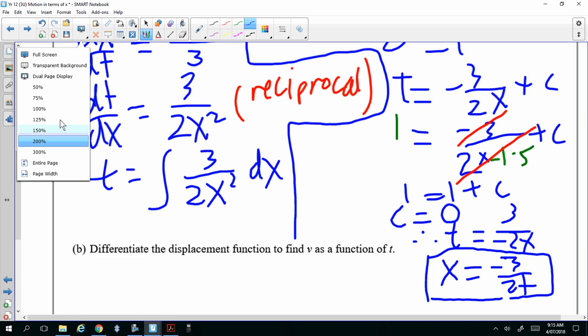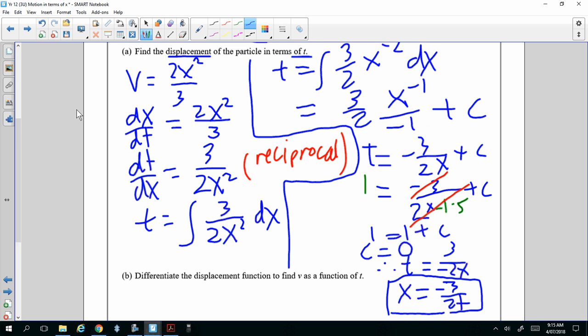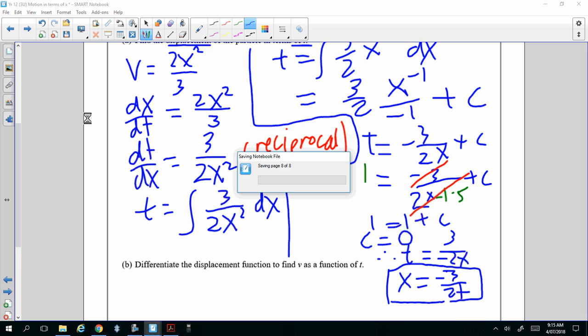Alright, so note the procedure. The only thing you have to do first is take the reciprocal before you integrate. The result you will get is t in terms of x, before making x the subject. Alright, good. It's pretty straightforward once you know this.